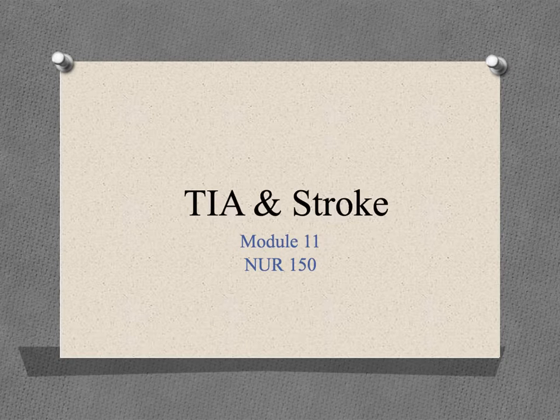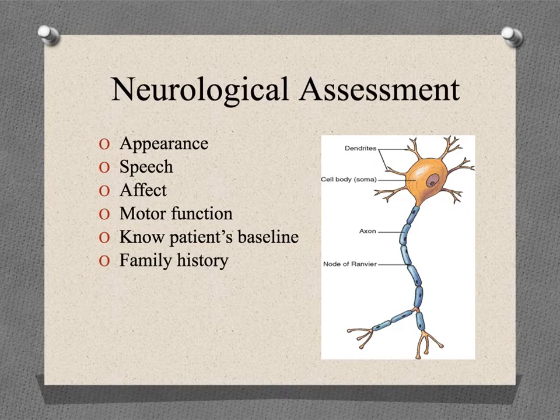This presentation will first review the assessment of the nervous system, the key features of that assessment, and then we will move on to discuss TIA and stroke symptoms and nursing care associated with these disorders of the nervous system. So just a little bit of review of the nervous system.